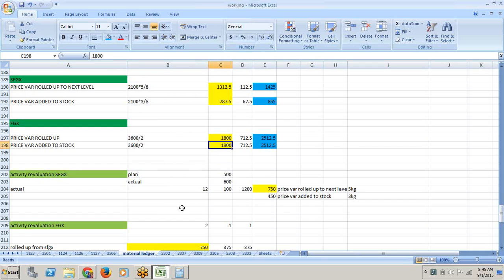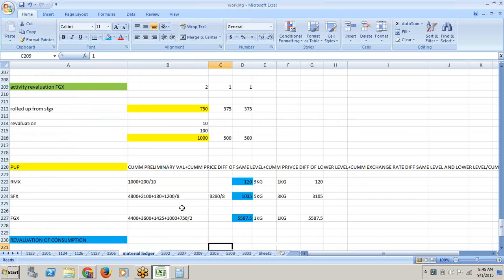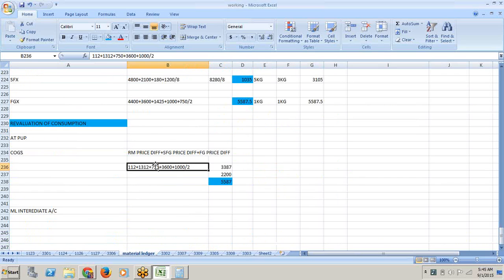Okay. All price variances only. Raw material X price variance, semi-finished goods X price variance, semi-finished goods X activity variance, finished goods X price variance, finished goods activity variance, divided by 2. Total is 3387. It should equal to 5587. Okay. Now it is done.